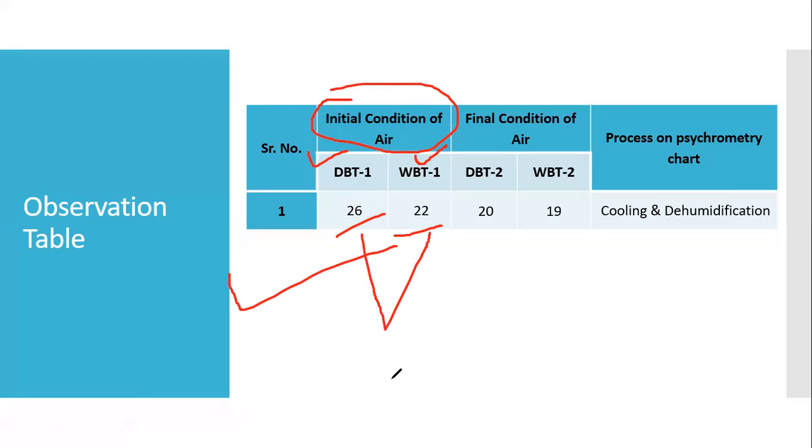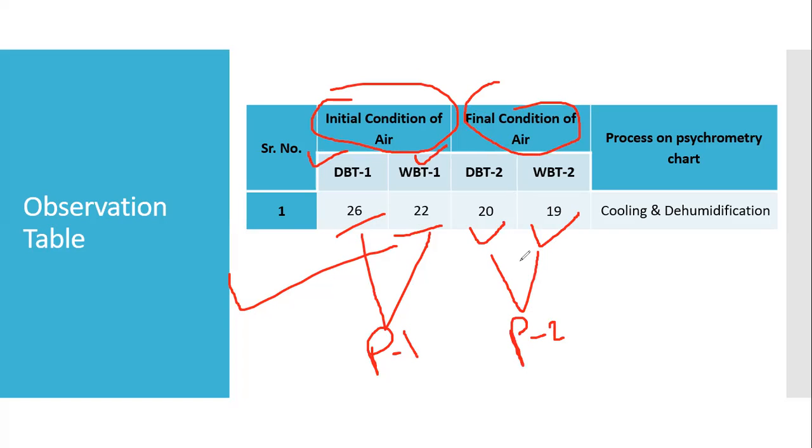Okay, 26 degree dry bulb temperature and wet bulb temperature 22 degree. Now final condition of air is 20 degree dry bulb temperature and 19 degree wet bulb temperature. So this is point number 2. So you have to plot these 2 points on the psychrometric chart and you have to find out the ADP. That's it. This is your experiment. You have to find out ADP over here.